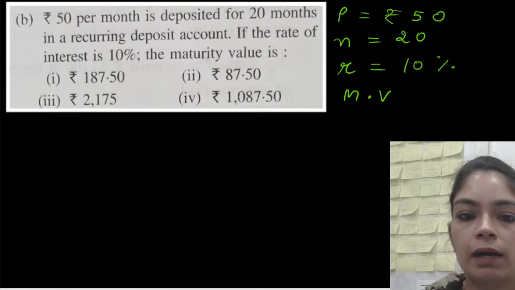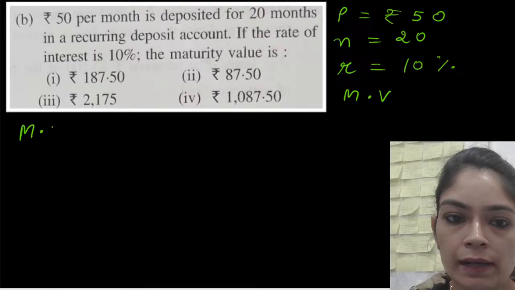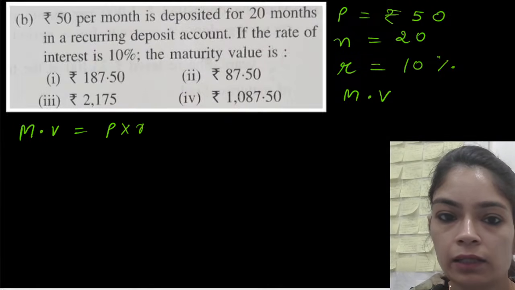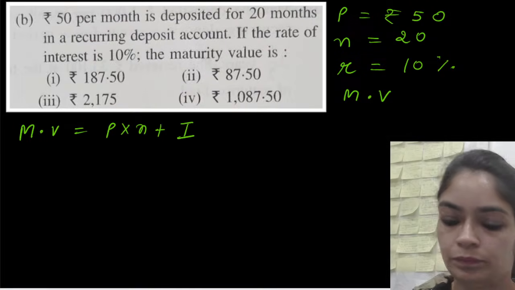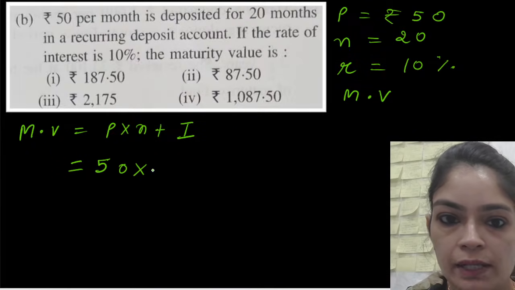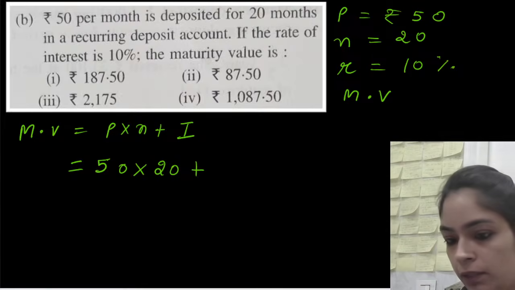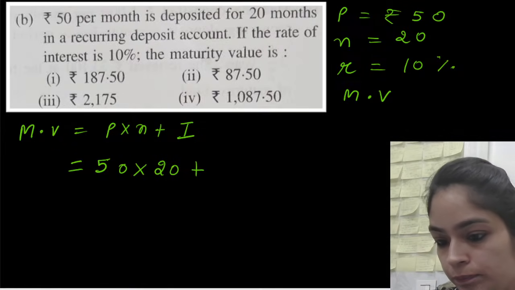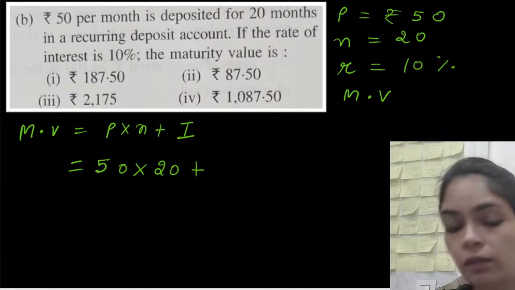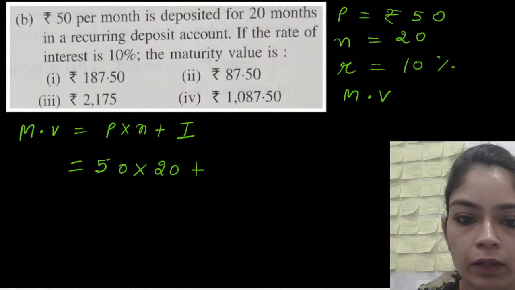We have to find maturity value. So direct formula we can apply and we can find the value. So maturity formula's value you already know, it's P into N plus I. Yes. P is 50 into N. N is here 20. Solve. Let's see who will solve before me. Yes, you people have told me what's given. So I can see P, N and R. Okay. Yes. So interest formula we know now.